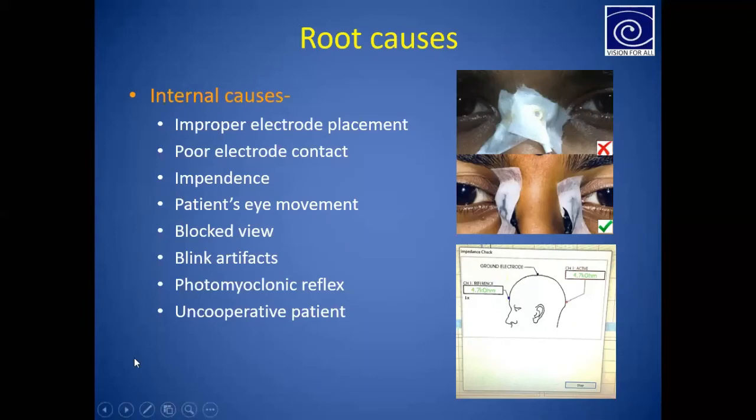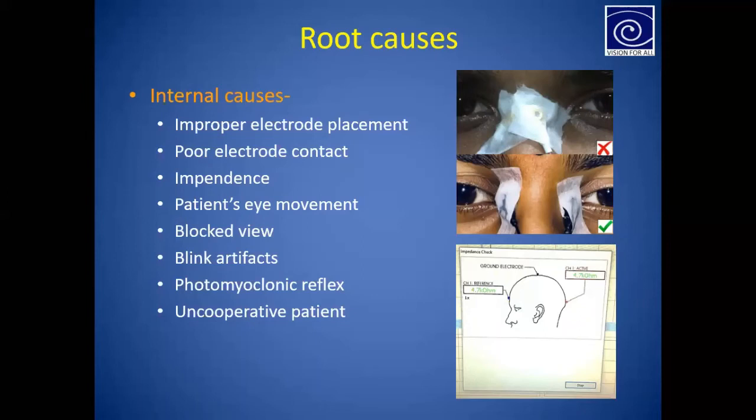Photomyoclonic reflex, or muscular reaction due to a high flash. When we give a high flash to the patient's eye, certain muscular reactions are produced during the test, so that also gets included inside the test response.